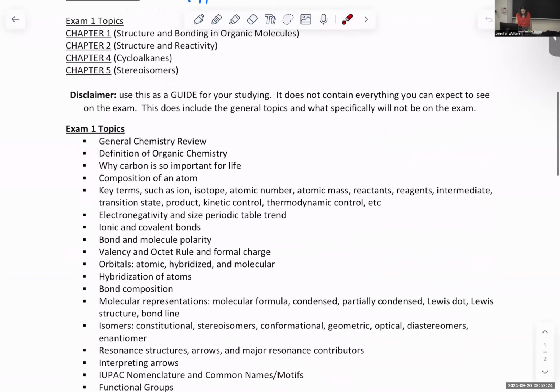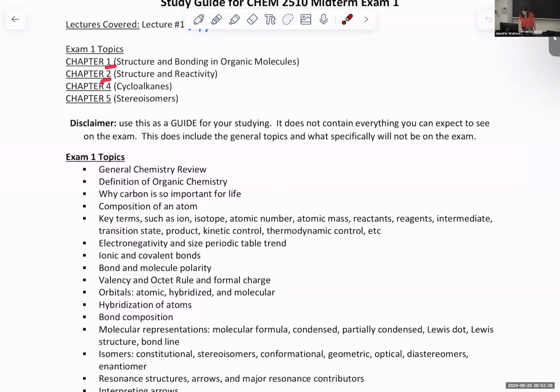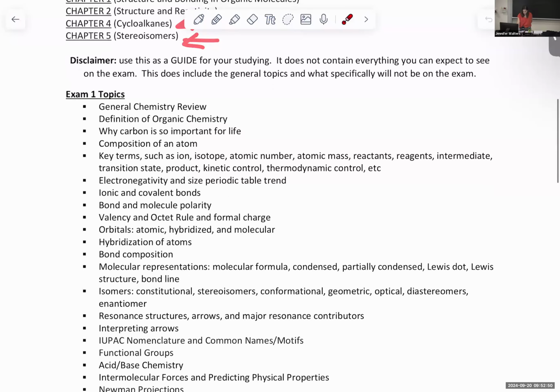All right? So our general exam 1 content is just chapters 1, 2, 4, and 5. So it is everything from our Gen Chem review, and the organic reaction trends are also incorporated. And then we get our structure and reactivity, which is kind of chapter 2, sort of. The cycloalkanes and stereoisomers. So we need to know our general Gen Chem review. Like what are our ions, what are isotopes, just how we do our electronic structures.